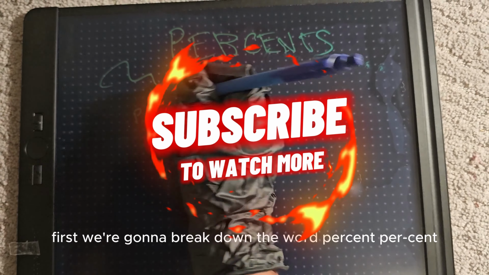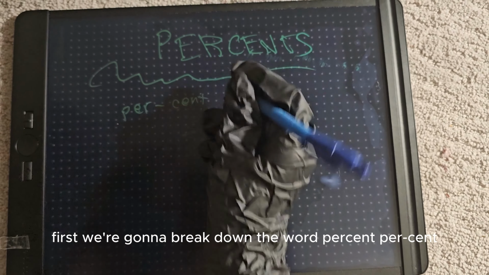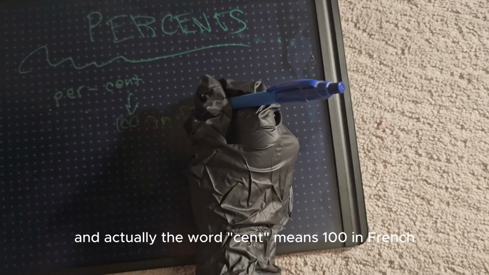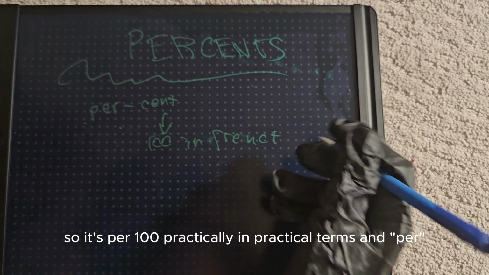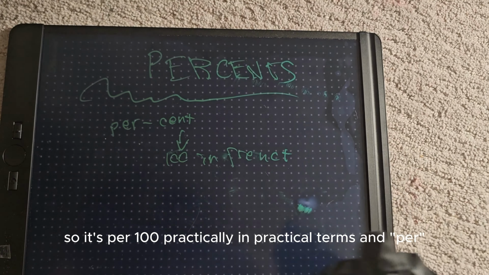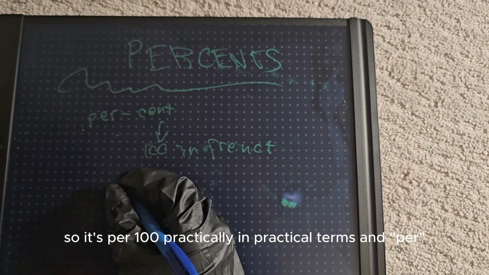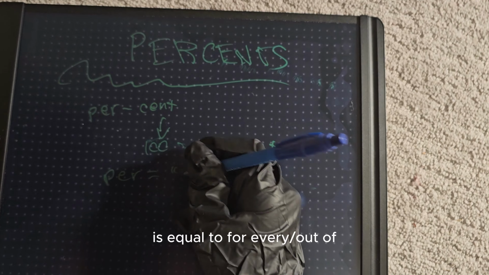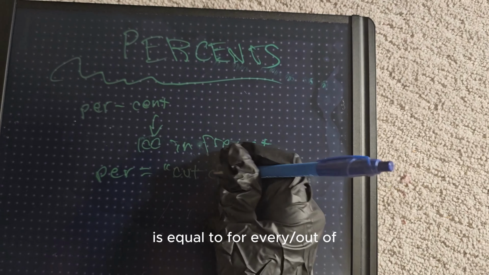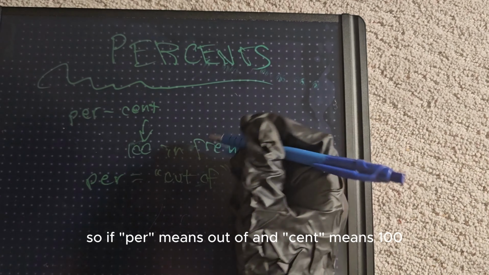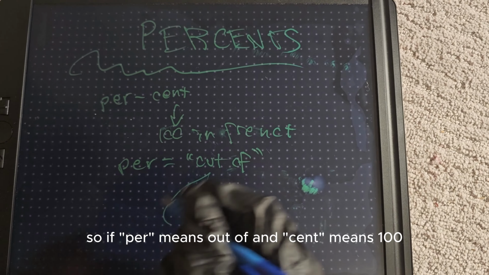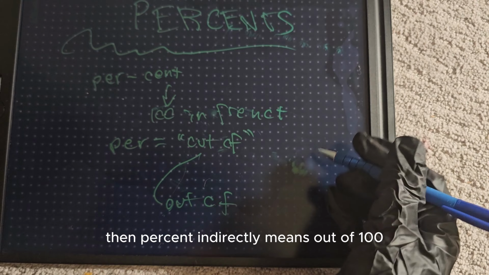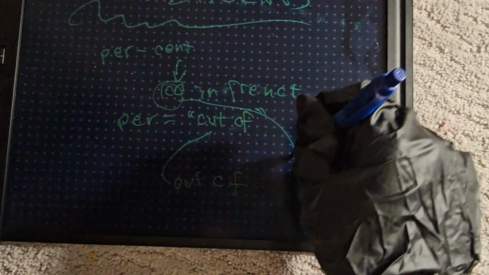First, we're gonna break down the word percent. Per cent. And actually, the word cent means 100 in French. So it's per 100, in practical terms. And per is equal to for every or out of. So if per means out of and cent means 100, then percent indirectly means out of 100.